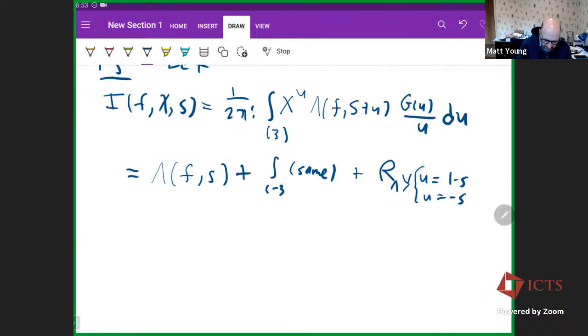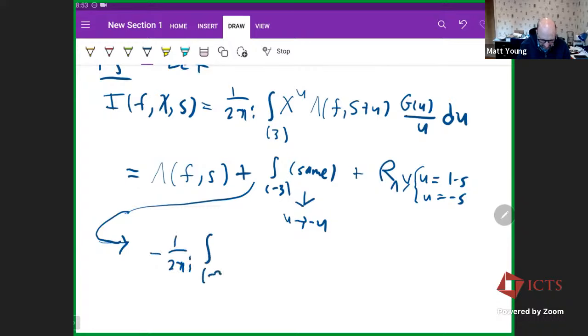Okay, so now we've got this integral on the line minus 3. On that line, I just want to change variables: u goes to negative u. So let's just focus on the integral here. When you do this change of variables, I just always remember you get a minus sign in the end. It's slightly tricky to keep track of all the changes of sign because the orientation gets reversed and you've got the measure and everything, the du over u and all this.